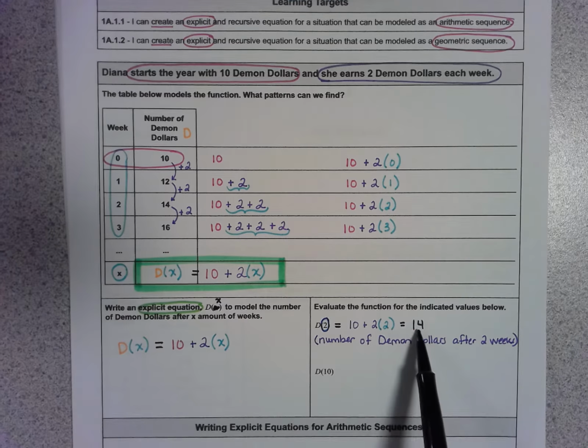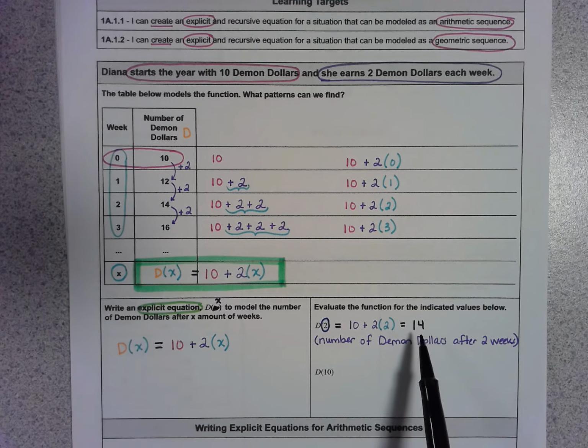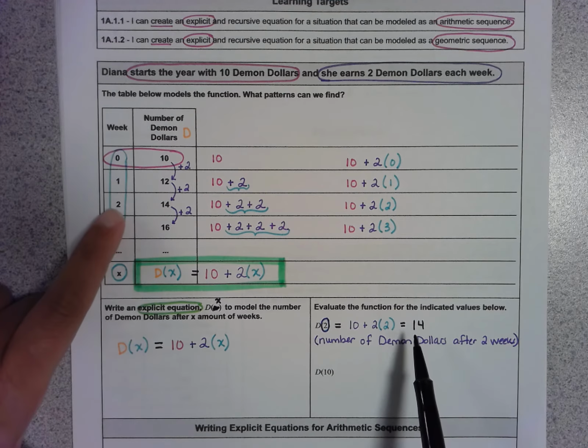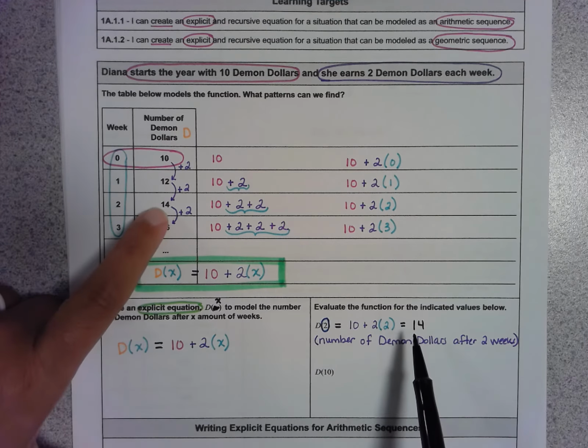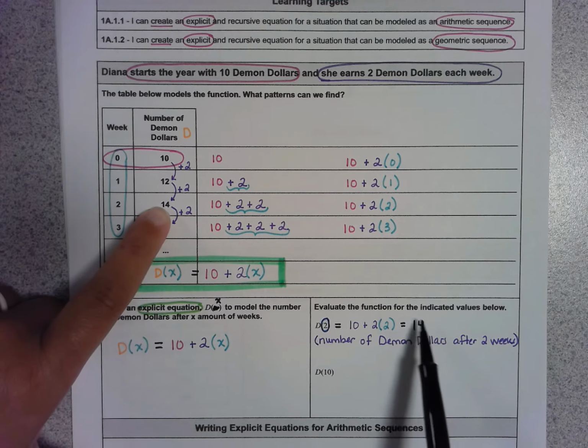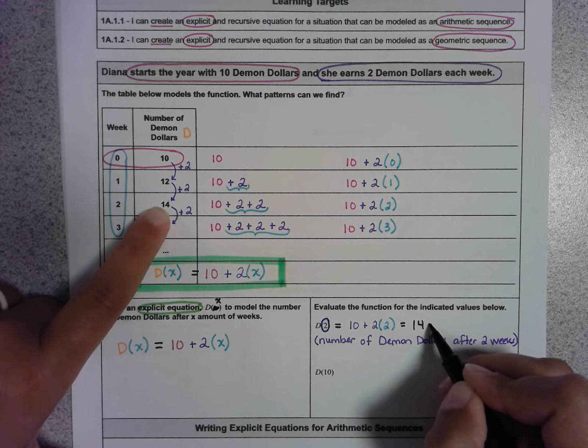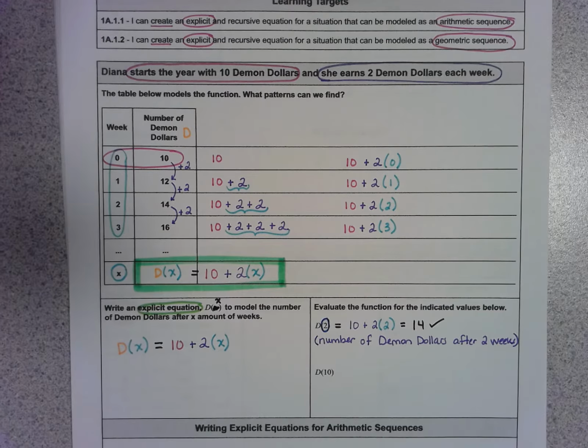If we compare this answer to what we know from the table, D of 2 after 2 weeks, we should have had 14 demon dollars, which is what we just figured out using the equation. So this equation checks out. The values from the equation give us the same values that we had in our table. Now, this equation is also useful because it can give us values that are not in the table.